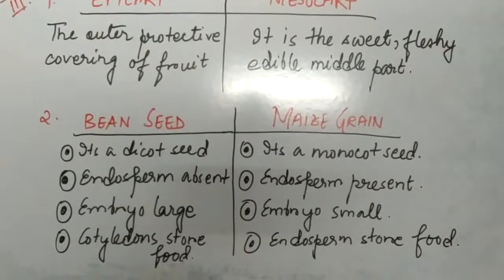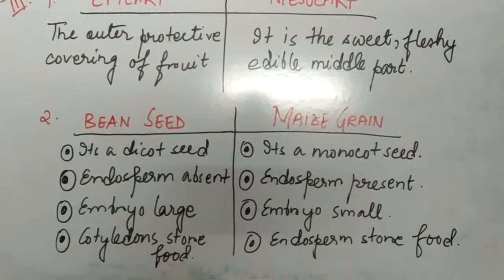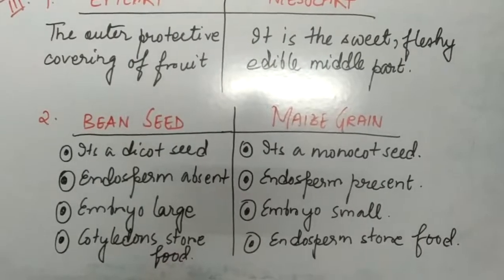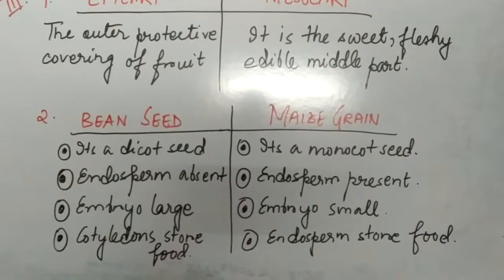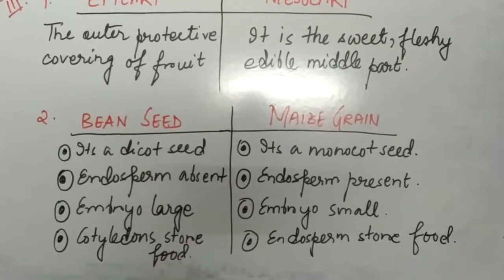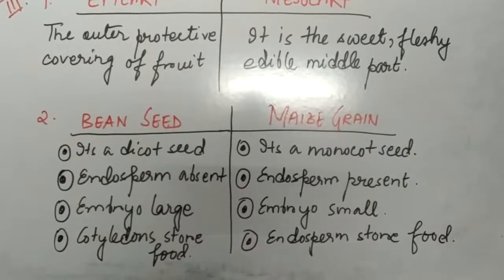And since bean seed does not have any endosperm, the cotyledons store food in the case of bean seed. But in maize grain, the endosperm stores the food which is required for the development of the embryo.